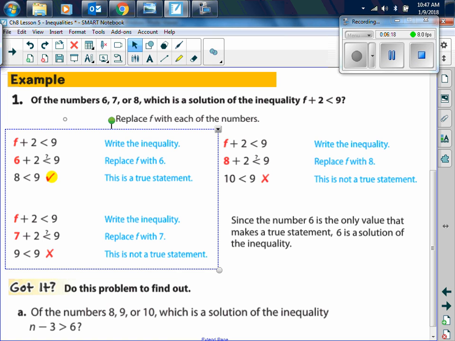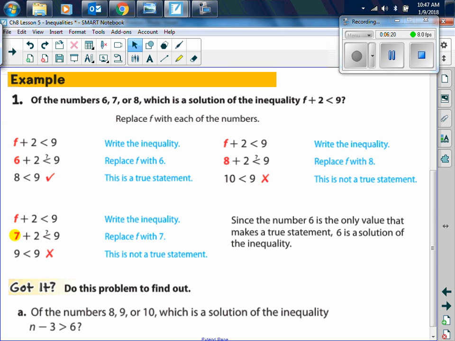Let's check for 7. So here we're going to put 7 in for F. So we have 7 plus 2. 7 plus 2 is equal to 9. So the inequality says 9 is less than 9. Is that a true statement? No. That is not a true statement. So that tells me that 7 also is not a solution. Is everybody clear with that?